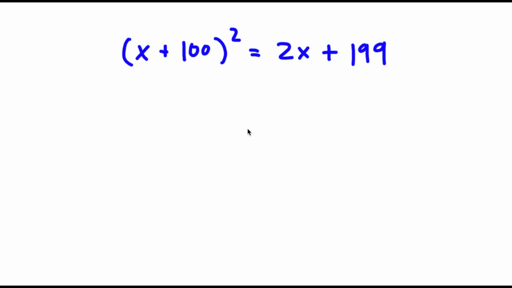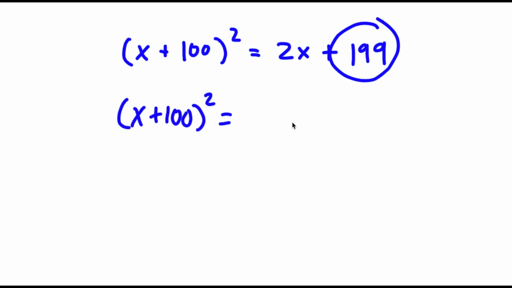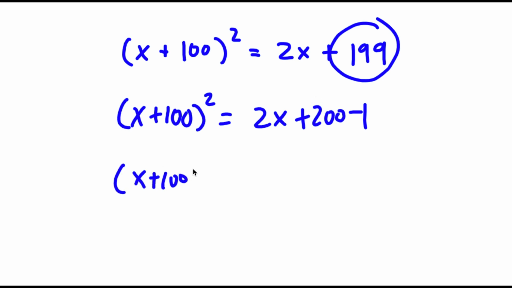Alright, so in this problem, I have (x + 100)^2 = 2x + 199. To solve this, I'm going to first start by rewriting 199 here as 200 minus 1. So now I have (x + 100)^2 = 2x + 200 - 1. Now from here, I can factor out 2 from 2x + 200. So now I have 2 times (x + 100) minus 1.